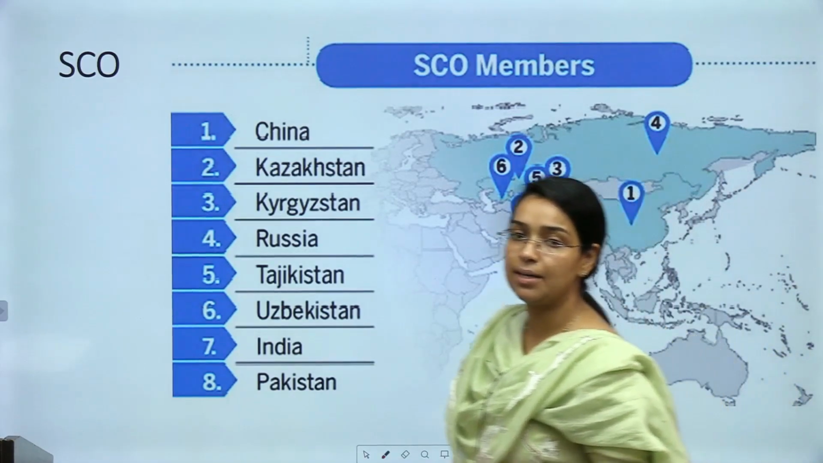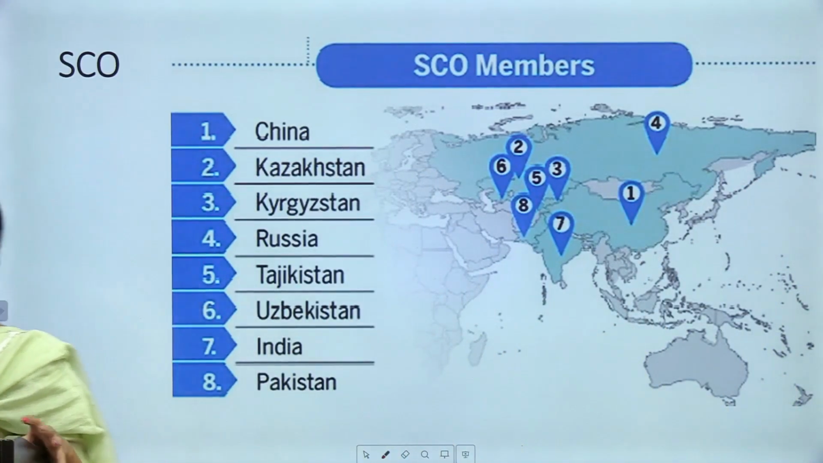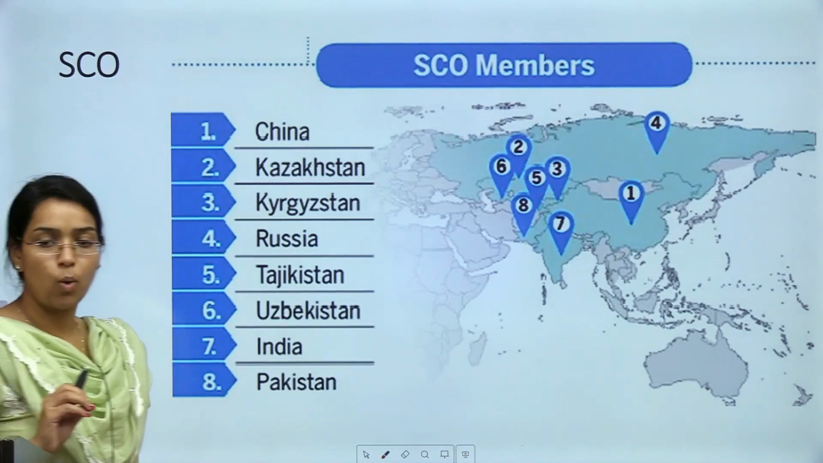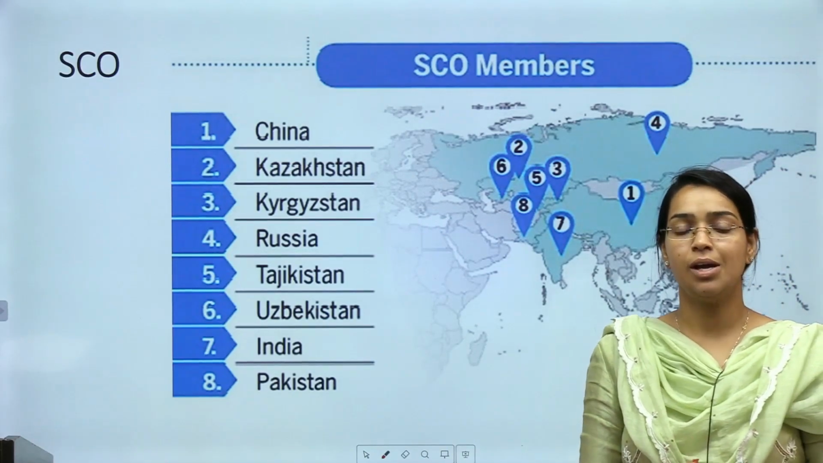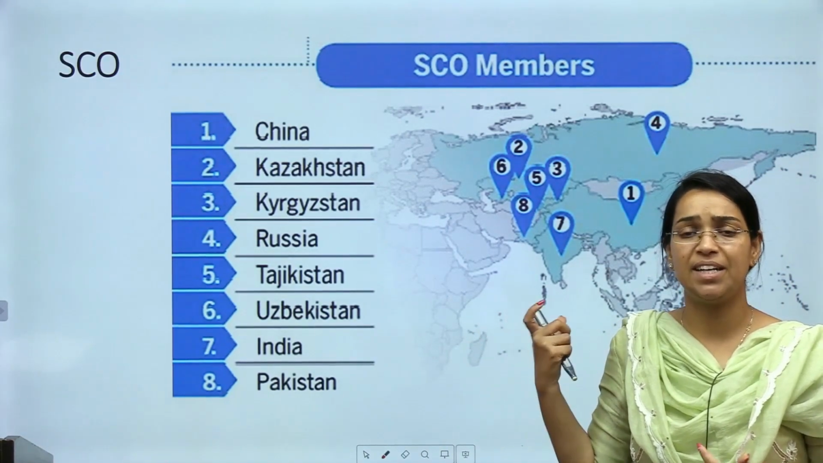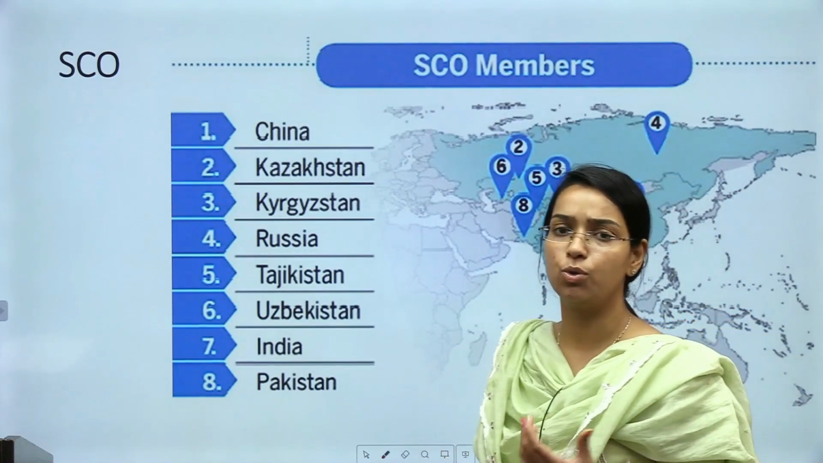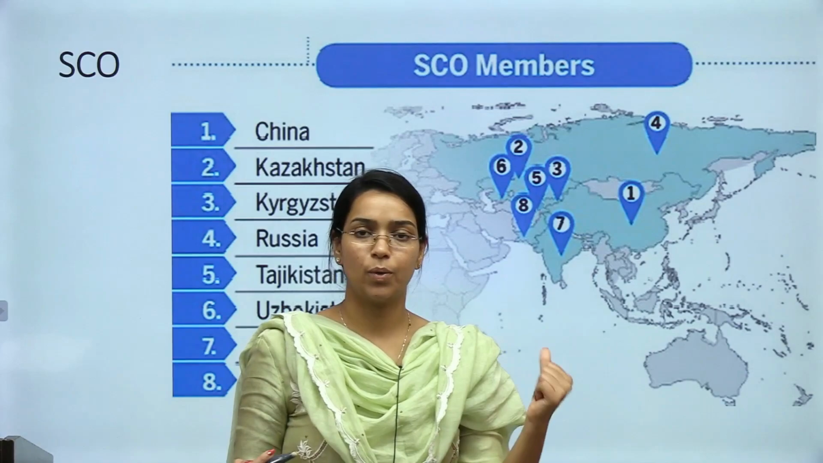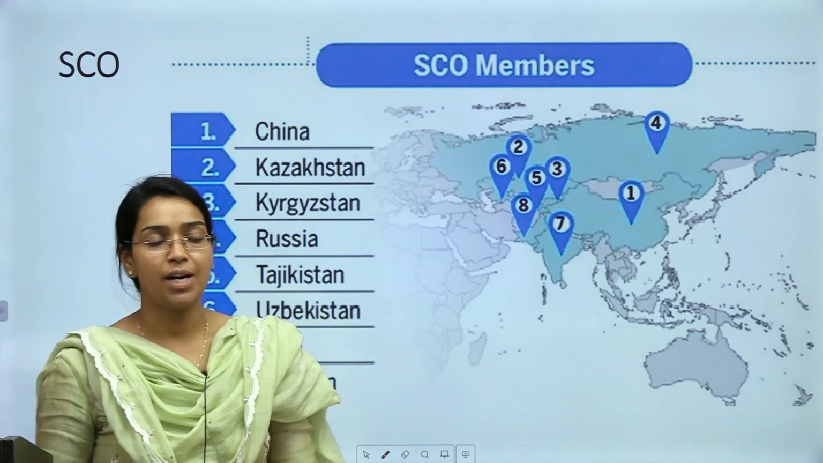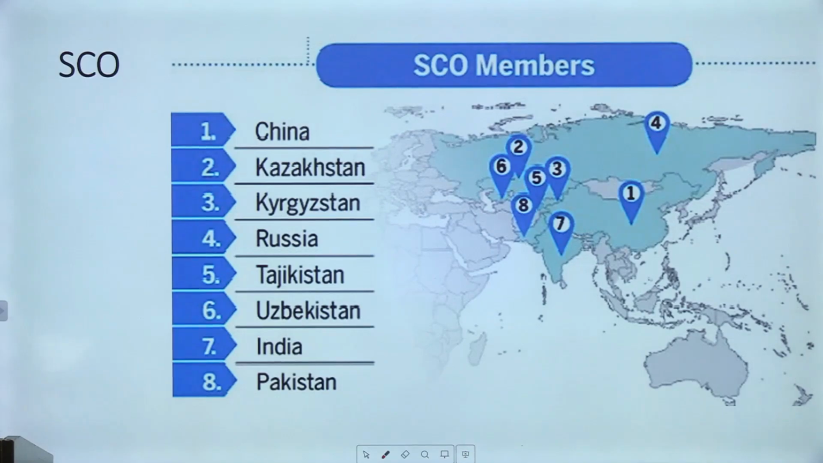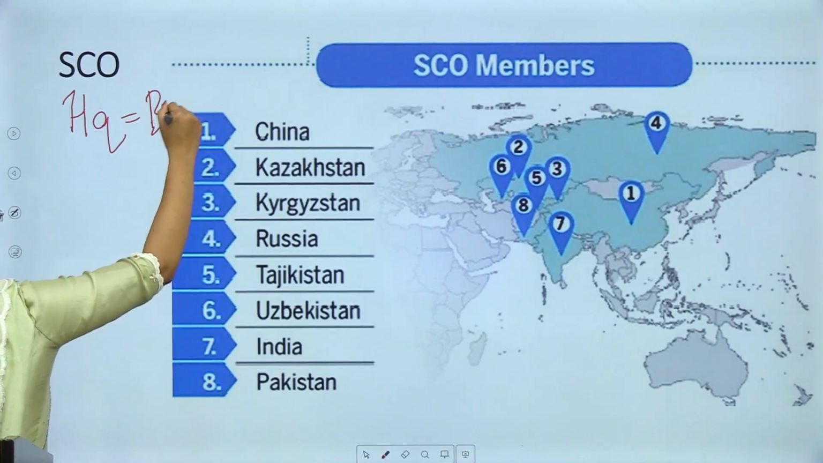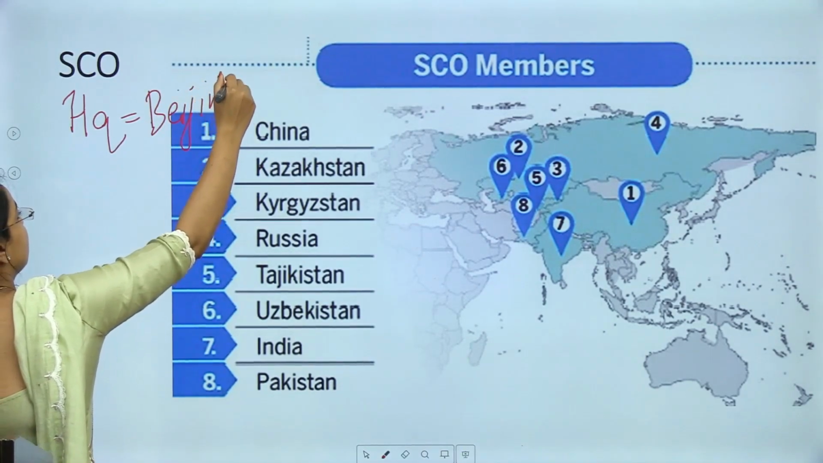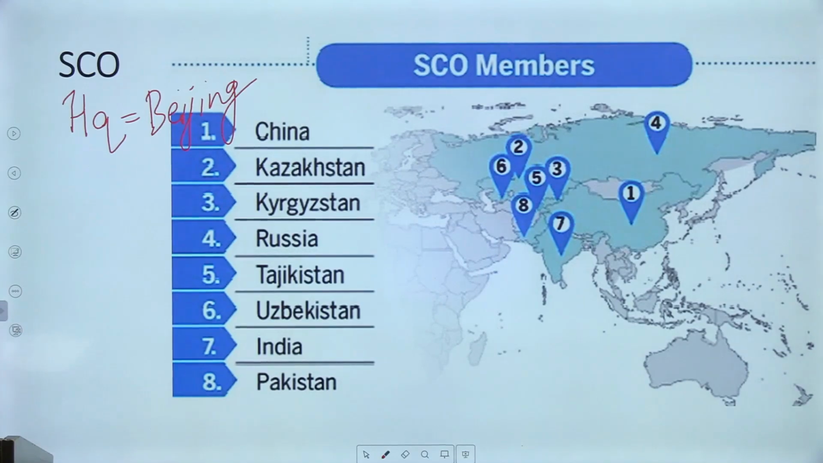Now the next and the most important organization for today's discussion is the Shanghai Cooperation Organization, the SCO. This we will discuss in detail. We will also do its complete analysis. That is very important for you from the examination perspective. Direct questions can be asked on SCO, right? This Shanghai Cooperation Organization has its headquarters in Beijing. This factual information is important because it can be asked in the preliminary examination. So we will discuss comprehensively, right?